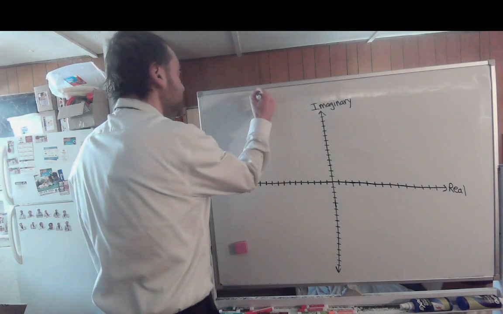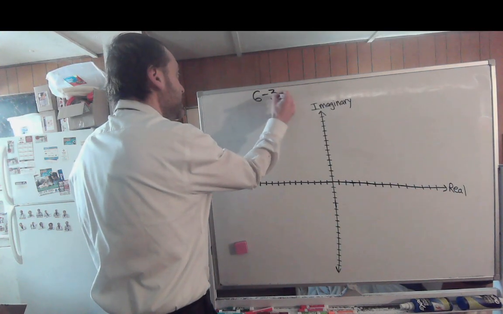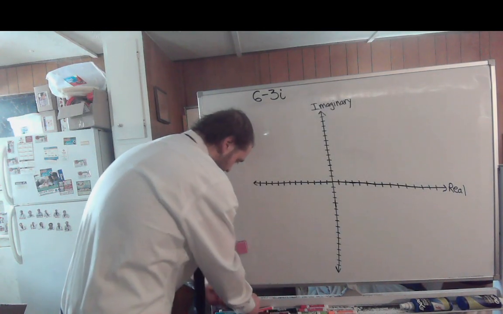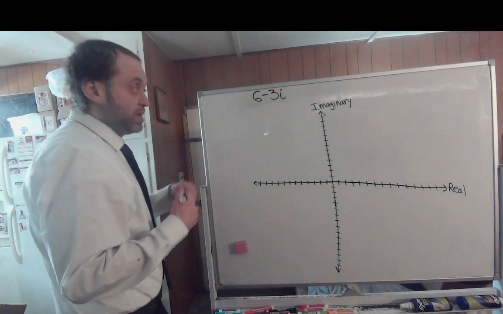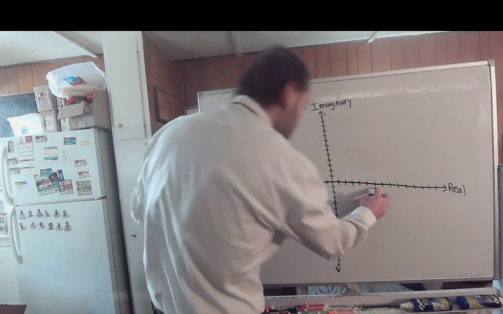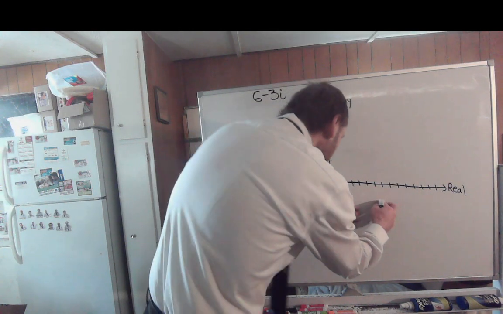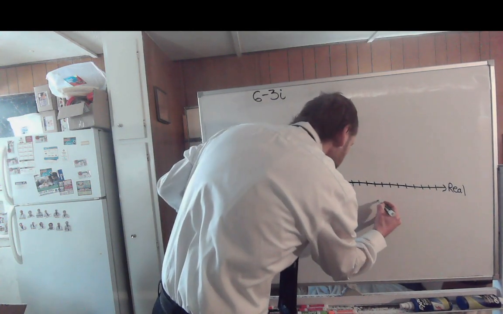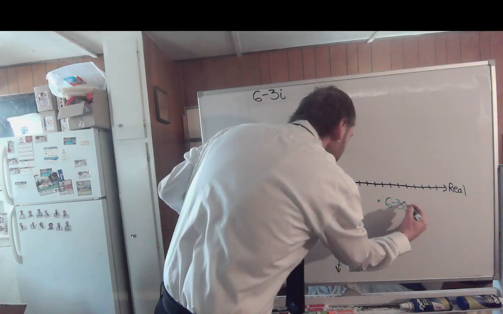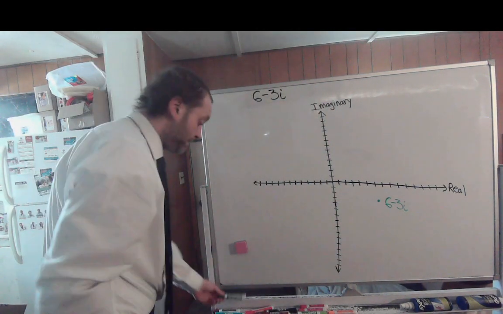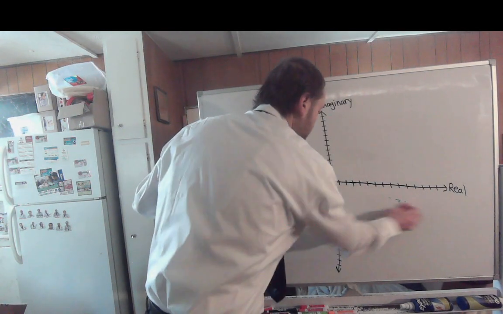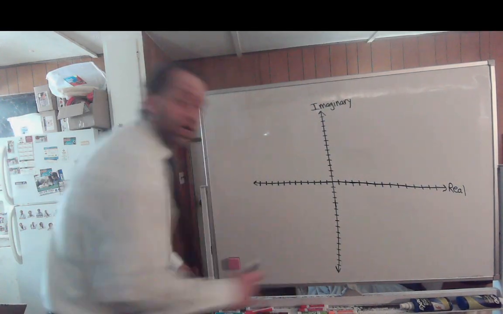How about 6 minus 3i? So I'm going to plot 6 minus 3i. It tells me in the real direction I'm going positive 6, so 1, 2, 3, 4, 5, 6. In the imaginary I'm going down 3, so 1, 2, 3, which would be about right there. In the fourth quadrant, that would give me 6 minus 3i plotted right there. One more to plot.